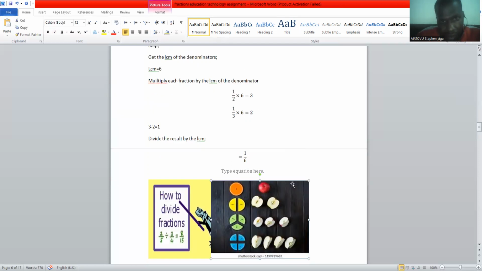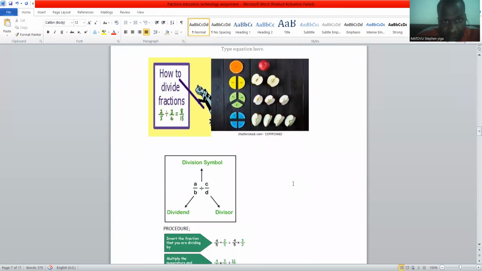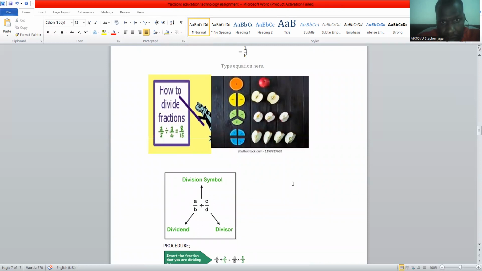You can try looking for other similar problems, that is, other fractions with different denominators. But please don't forget to find the LCM. Even if the denominators are 3 or 4 or 5, if you realize that they are different, I kindly request you, please first get the LCM as the first procedure, then multiply each fraction by the LCM of the denominators. Don't forget to divide all of the results by the LCM.